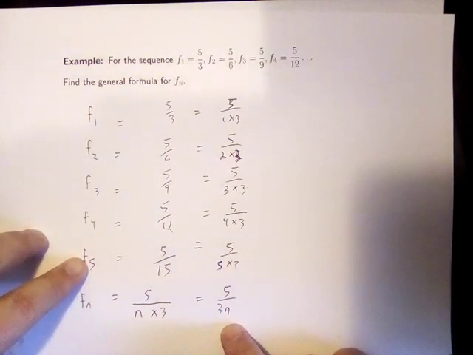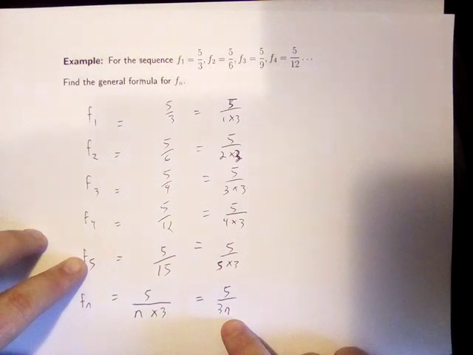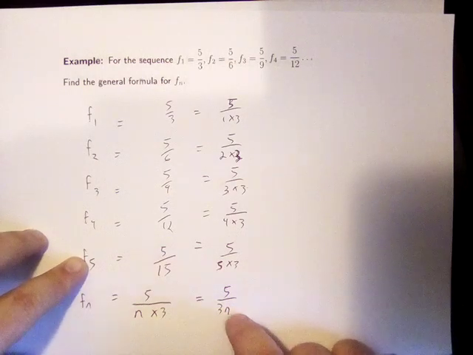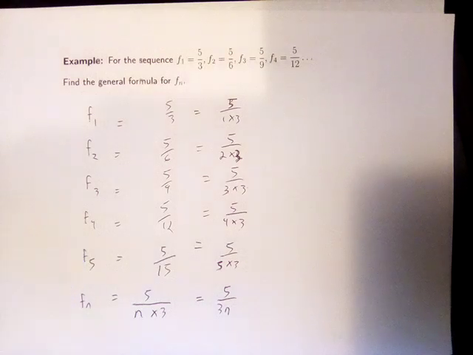And it also gives me the term that I predicted. When I put in 5 for n, the fifth term, it does give me 5/15, the term that I predicted. So I have that my formula for this sequence, the general formula, is 5 over 3n.